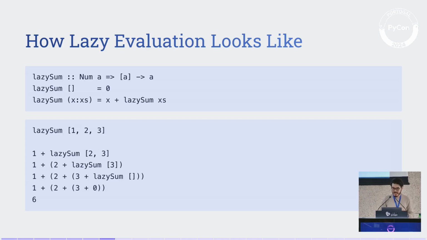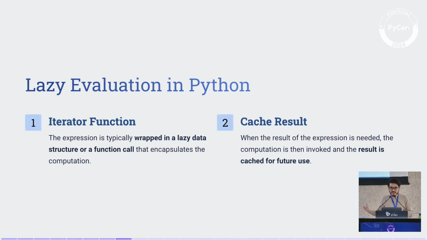As you can see, we're ensuring efficiency in terms of performance and memory usage, because we're waiting until the result is needed to do the calculation of the expression that we have there. But how does lazy evaluation work in Python, and how can we do it in Python?